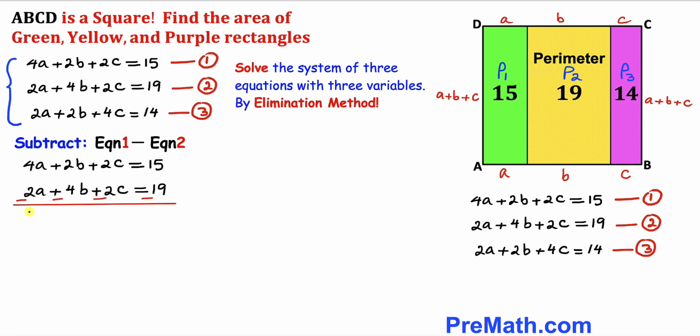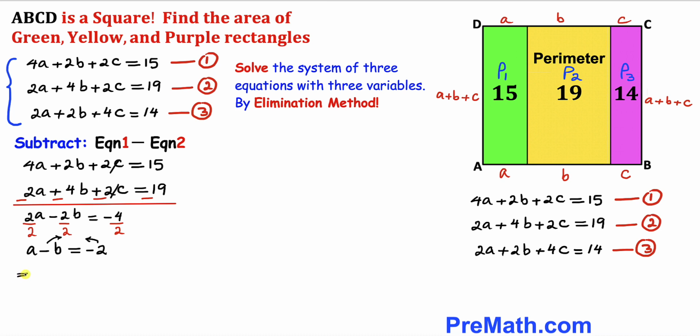Now 4A minus 2A is going to give us 2A, minus 2B, 2C and minus 2C, they are gone, equals negative 4. Let's go ahead and divide by 2 across the board. So we're going to have A minus B equals negative 2. Let's move this B to the other side, and at the same time I'm going to move this negative 2 to the other side as well.